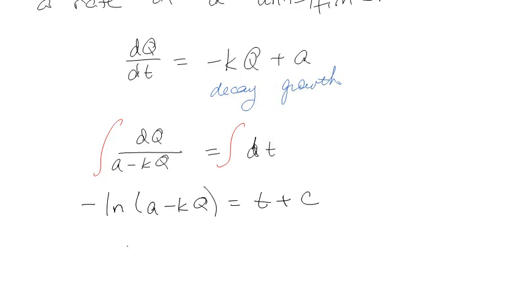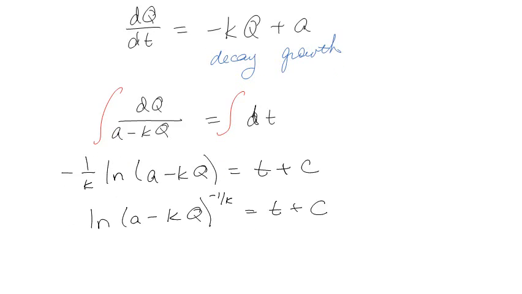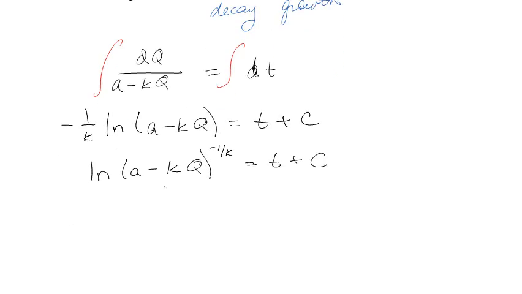What else can I do? It's not just a minus sign, it's a minus sign with 1 over k. Yes, okay. I thought that looked a little bit funny. Okay, so if I put this over here, I can say the natural log of A minus kQ to the negative 1 over k is equal to t plus c. And then I can fix that to say that A minus kQ to the negative 1 over k is equal to e to the t plus c, or instead of saying e to the t plus c, I can just say some other constant, C e to the t, like that.